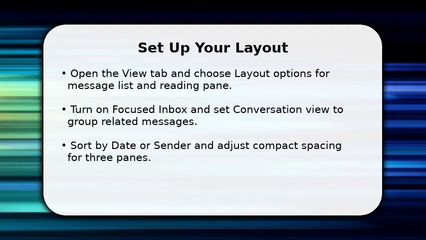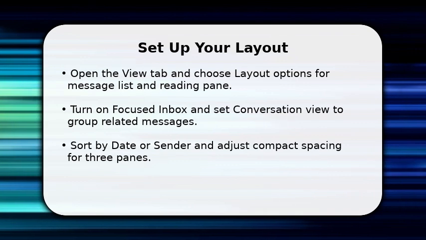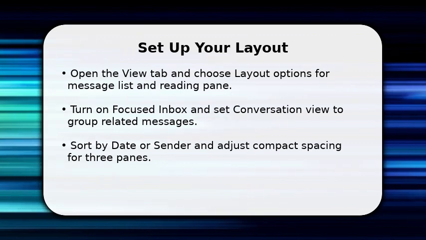Open Outlook and go to the View tab to change layout options. Choose Reading Pane position on the right to preview messages quickly. Turn on Focused Inbox to prioritize emails and keep noise low. Enable Conversation View to group related messages by thread for cleaner lists.